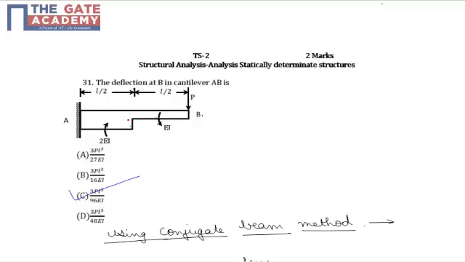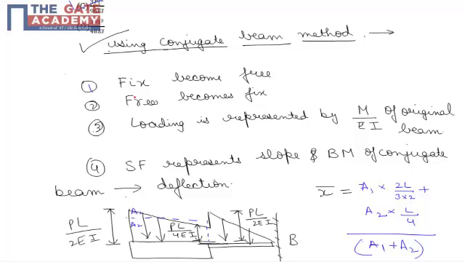Now the difference between this cantilever and a simple cantilever is that this is a non-prismatic structure, since EI, that is stiffness, is varying along the length. So here we will be using the conjugate beam method, but students can use the method they feel comfortable with. I have outlined the steps of the conjugate beam method for quick reference.